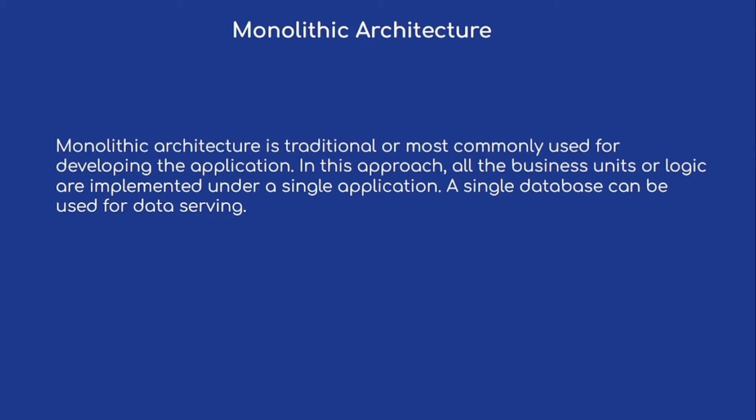So before going to understand microservices, we'll go through the existing, most common architecture, that is monolithic architecture. Monolithic is traditional and the most commonly used approach for developing applications. In this approach, all the business units or logic are implemented under a single application. So monolithic means single. Under a single application, we build all our business logic, and it most probably communicates with a single database for serving the data in the application.